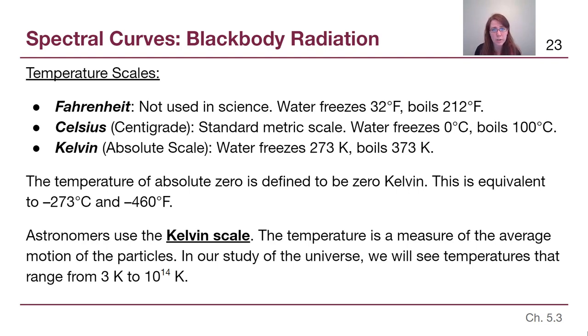Now, astronomers use the Kelvin scale because of such a wide range of temperatures that show up when we start talking about the coldness of space and the heat of the interiors of stars. And so we're going to be seeing these numbers in Kelvin quite often. In our study of the universe, we'll see a wide range of numbers ranging from 3 Kelvin, which is about the temperature of space at this current era, and 10 to the 14 or 100 trillion Kelvin, which is how hot the universe was for a fraction of a second at its very beginning.